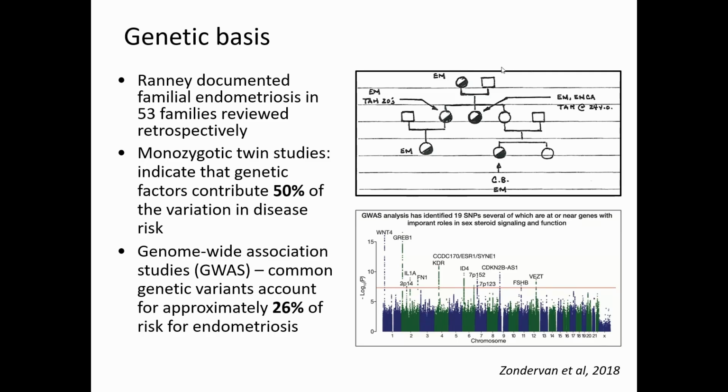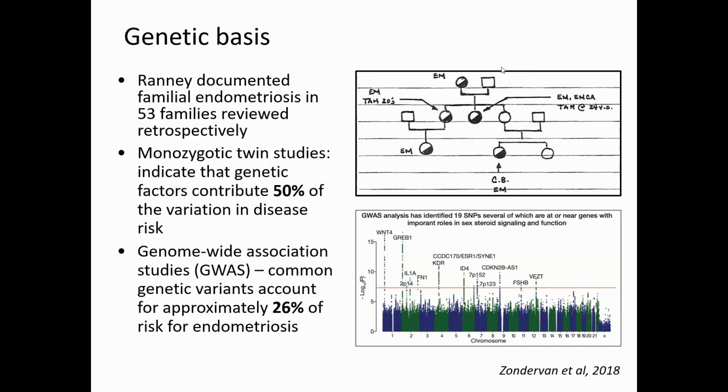Also supporting that there may be a heritable difference in either the mesothelium of the peritoneum or the endometrium are studies that have elicited a genetic basis to endometriosis. This was originally described by Burney, who followed families affected with endometriosis and noted a familial disposition to disease. Subsequent monozygotic twin studies revealed that genetic factors contribute about half of the risk to disease disposition.